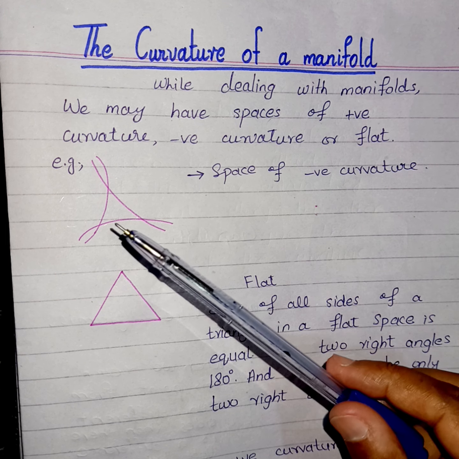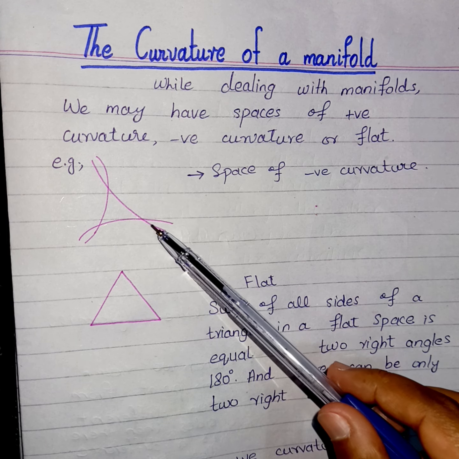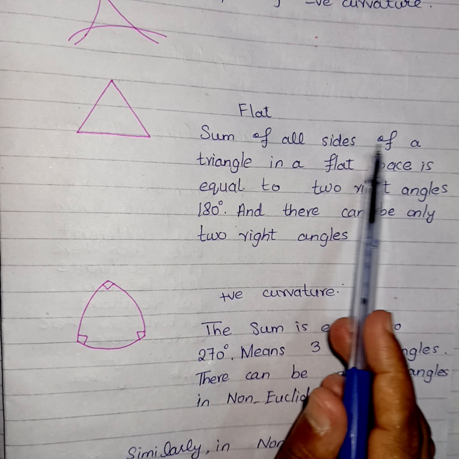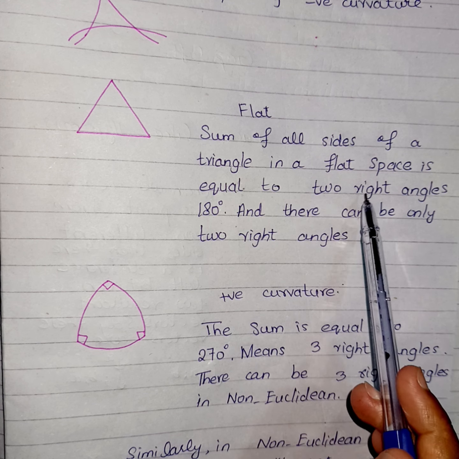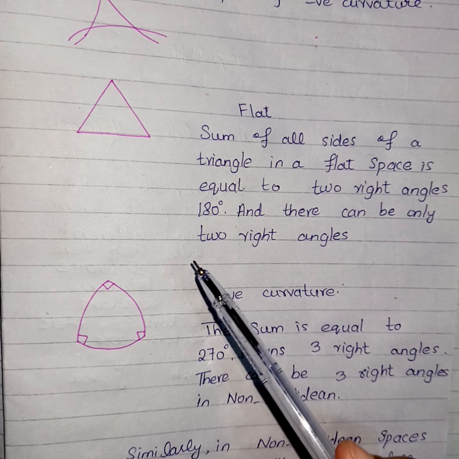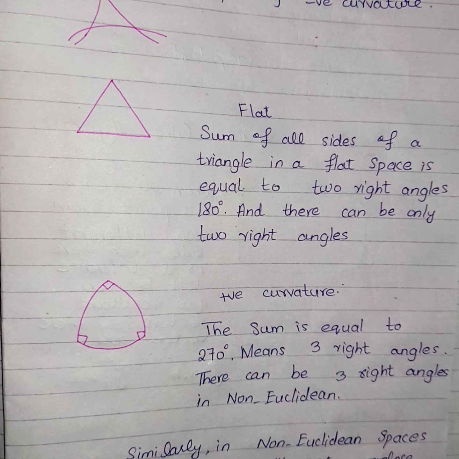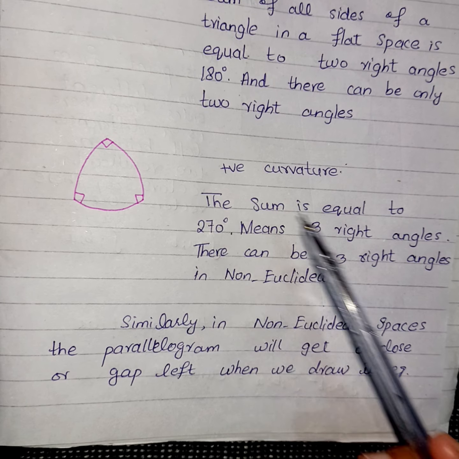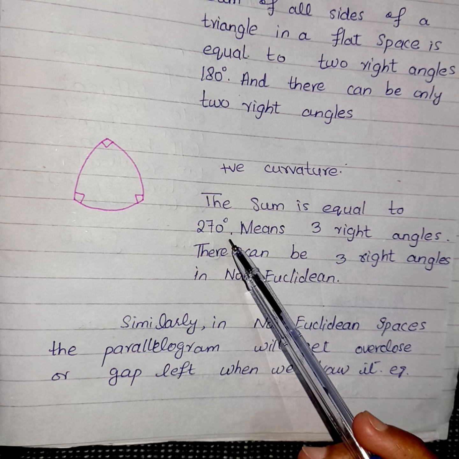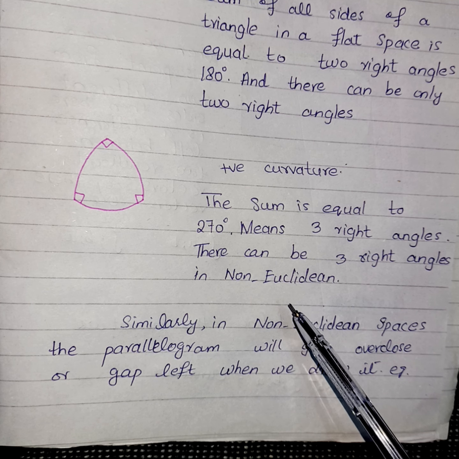Now students, if we draw a triangle in a space of negative curvature, then it actually looks like this one. For a flat space, the triangle can be drawn as this one, where the sum of all angles of a triangle in a flat space is equal to two right angles, meaning 180 degrees, and there can be only two right angles and there cannot be more or less than two right angles when we draw a triangle in a flat space. Similarly, for a space of positive curvature, the triangle looks like this one, where the sum can be equal to 270 degrees, meaning three right angles, and there can be three right angles in a non-Euclidean space.